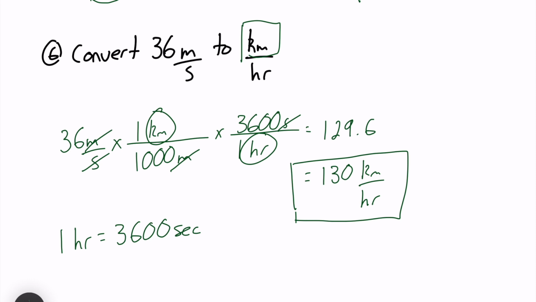Just another quick note here. Whenever you're going from kilometers per hour to meters per second, your meters per second should be less than your kilometers per hour. And when you're going from meters per second to kilometers per hour, your kilometers per hour number should be greater than the meters per second you started with. If it's not, you did something incorrectly. You have to go back and check your work.